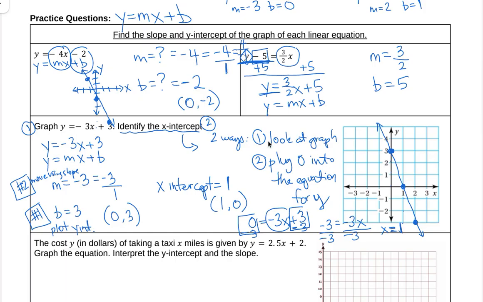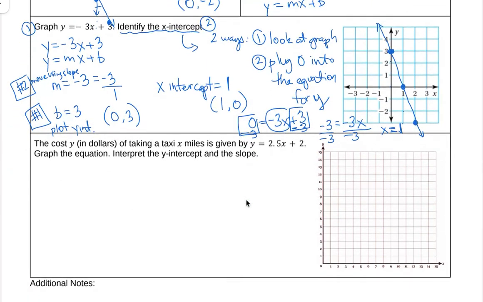Okay, so there's 2 ways to do it. First would be to look at the graph and see where it crosses the x-axis. The other way is to plug it into the equation, which we're going to be doing more of as we move on in Chapter 3. So it's not a bad idea to start looking at how you can plug in and solve for x.